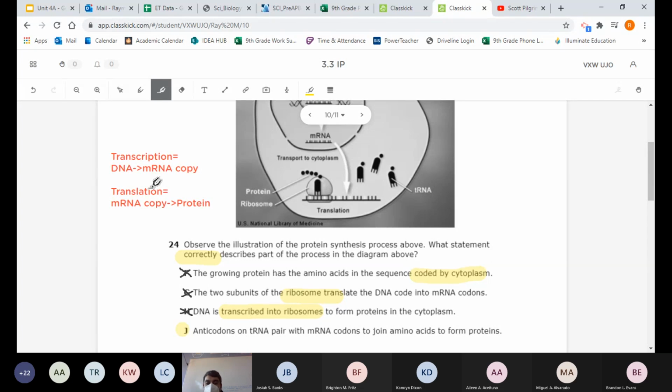So it's a difficult question, and a lot of y'all missed it, and I think it's because it required a lot of thinking. And secondly, some I think missed it because they didn't read the correctly part here, because we're looking for which statement correctly describes. So only one of those was accurate out of the 4.